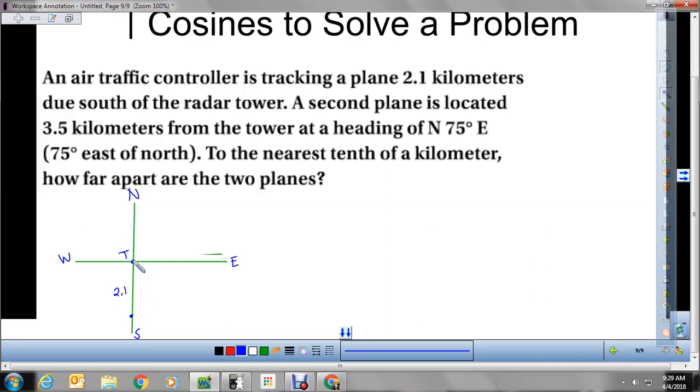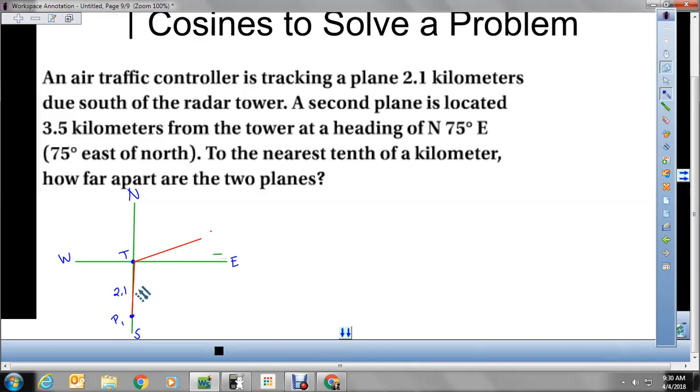Now, the second plane, so we'll call this plane 1, is going to be 3.5 kilometers at a heading of north 75 degrees east. So the way this looks is if I were to draw a line, I would go facing north first, and I'd go 75 degrees towards the east. So that's going to be somewhere like so. The 3.5, it doesn't matter really how far you draw it here. This distance is going to be the 3.5. So right here was our first plane going down to the south, and this right here would be plane 2.